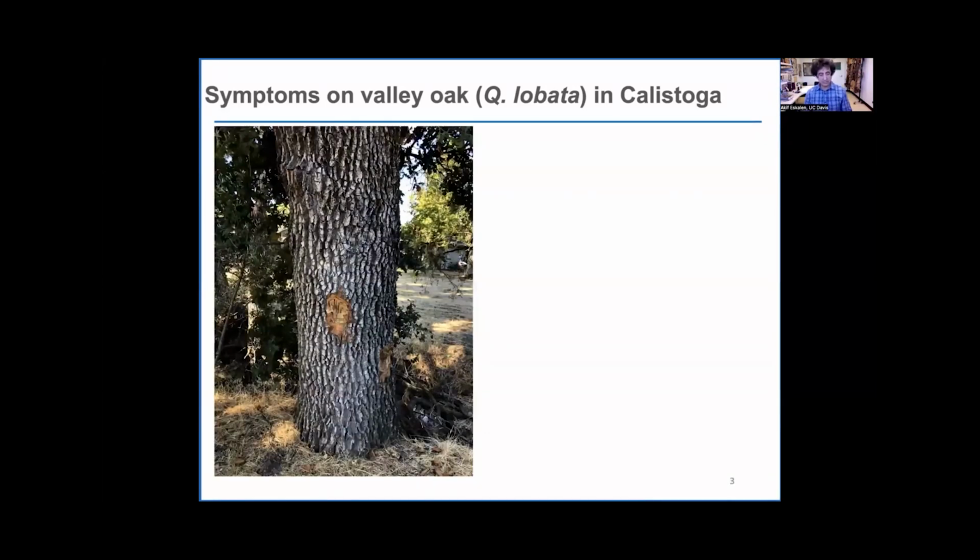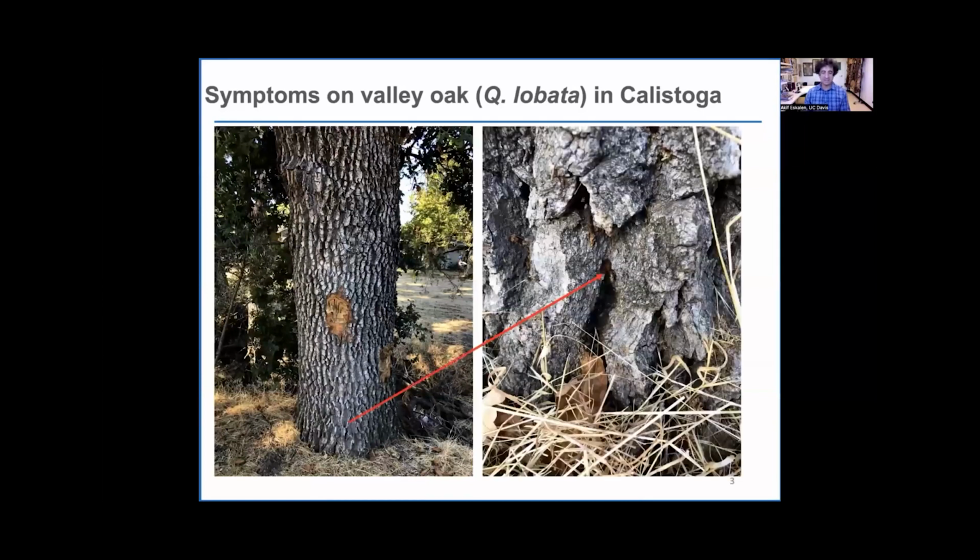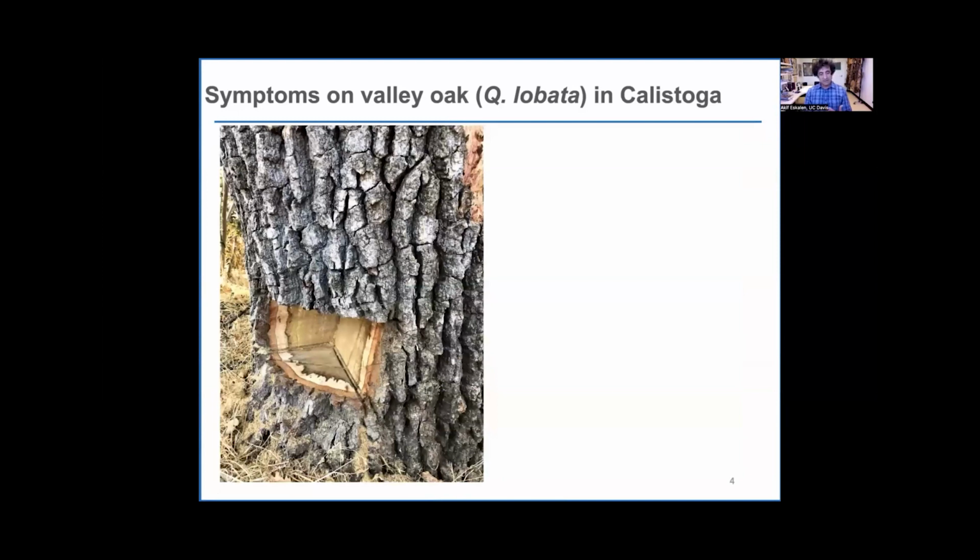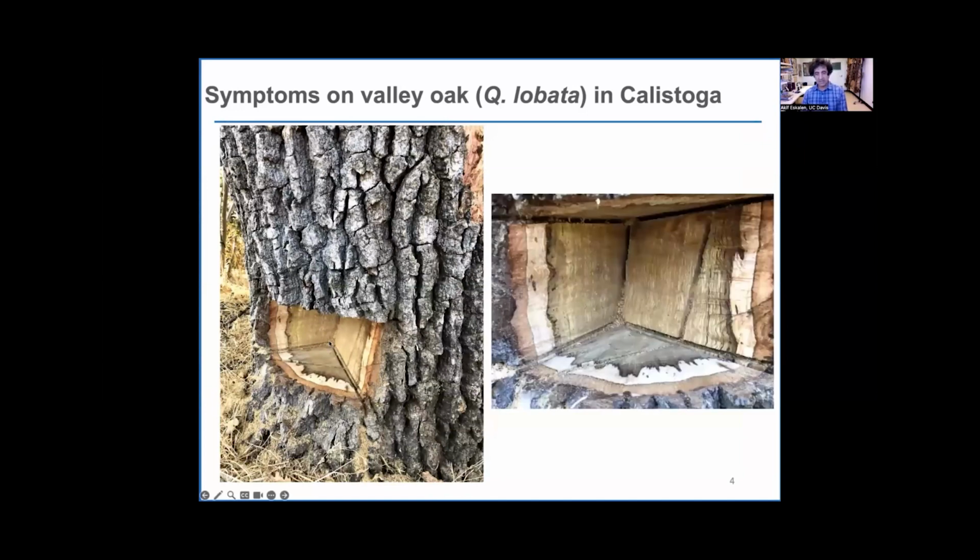When you look a little bit closer at those symptoms, you can easily see some discoloration under the bark on the xylem tissue. You can also see some bleeding, which sometimes could be confused with Phytophthora root rot, which is very common in California on oak trees. However, when you look inside the xylem, in this case, as you can see here, you can see clear discoloration caused by the fungal species.